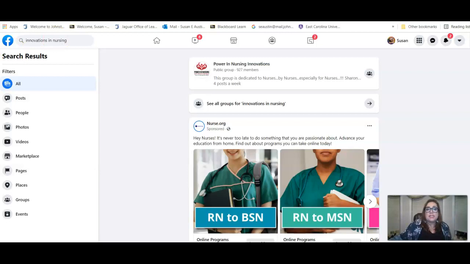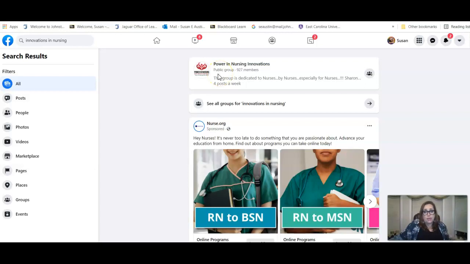With innovations in nursing, that means I don't really know what direction I'm going to go in, but I'm going to see what people are talking about on Facebook or any social media account. As you see, automatically I've started to find some groups and some places that I may want to investigate further. So here, always look on Facebook. It'll show you like public group or private group.